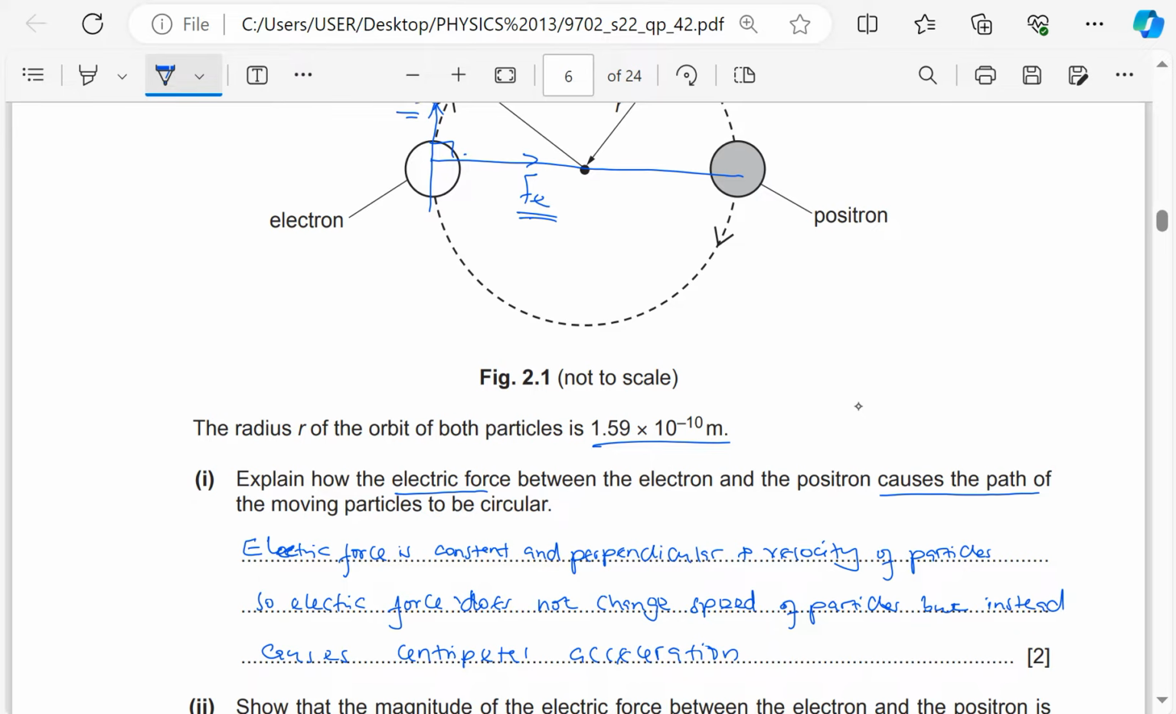So it is simply going to cause centripetal acceleration, or motion towards the center of the circle, because the electric force itself is constant and is always perpendicular to the velocity. So it can't speed up the particle, but simply it will cause centripetal acceleration. It can't change the speed of the particle. It will simply cause the particle to move in a circle, as simple as that.